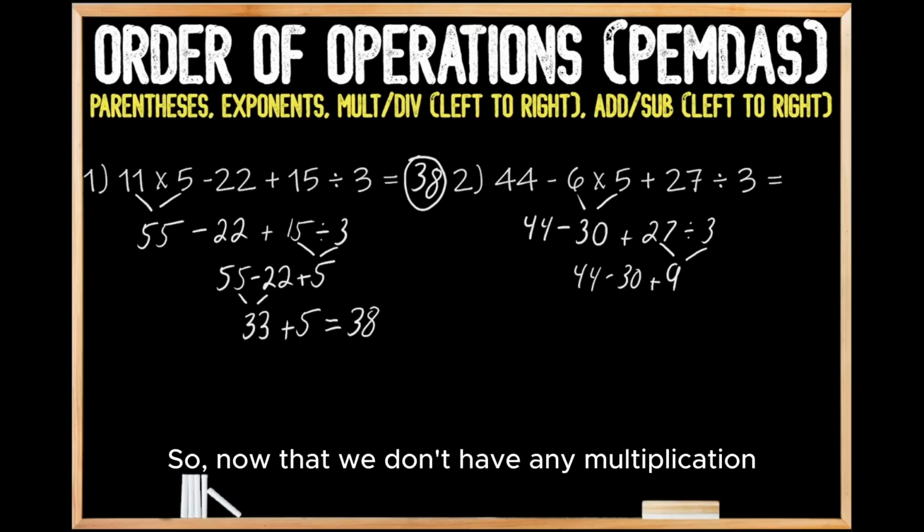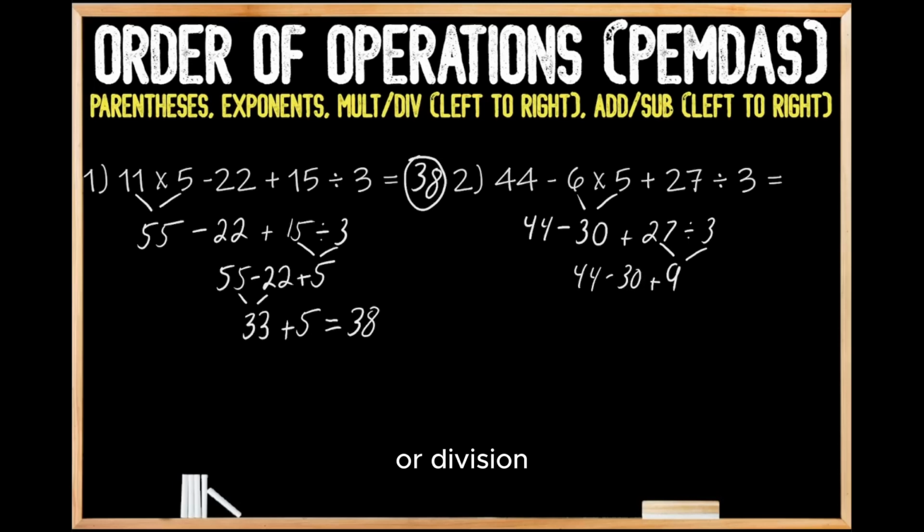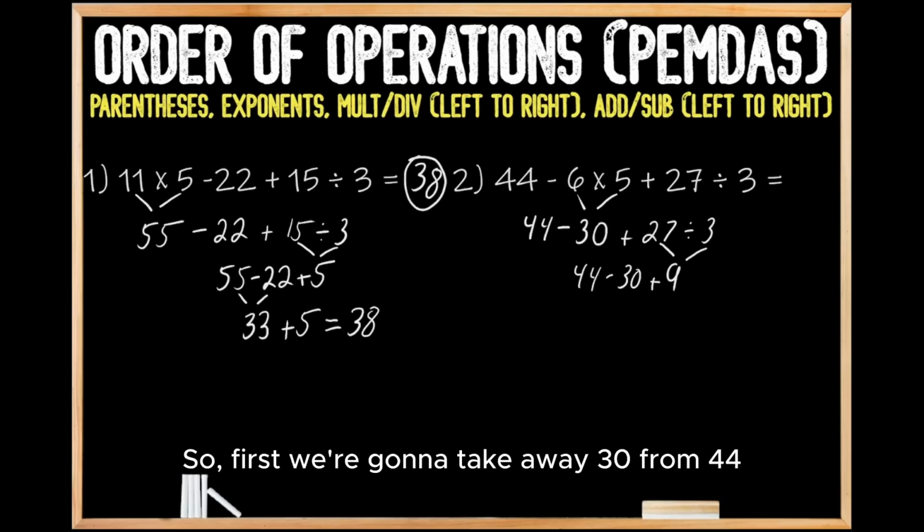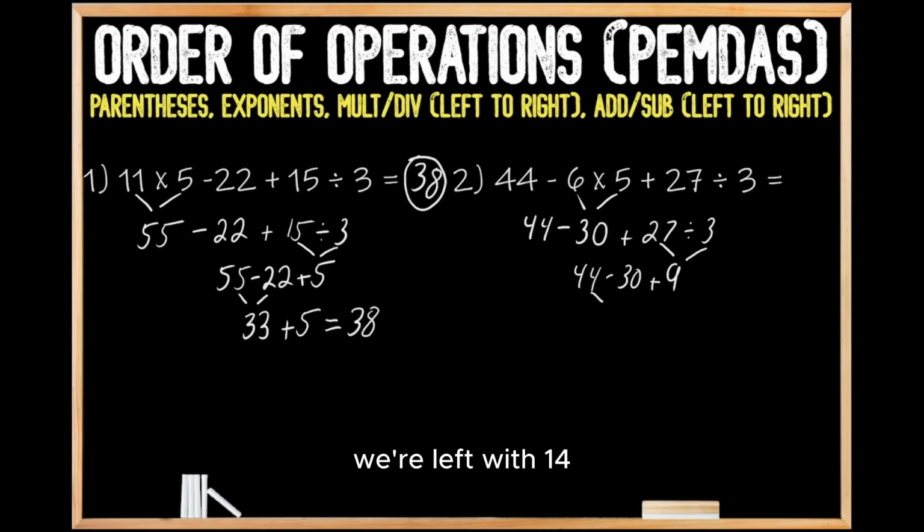So now that we don't have any multiplication or division, we're going to move on to our next priority, which is to add or subtract. And we're going to be working from left to right. So first, we're going to take away 30 from 44. Well, when we do this, we're left with 14.